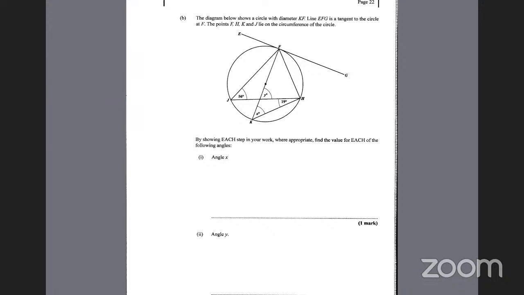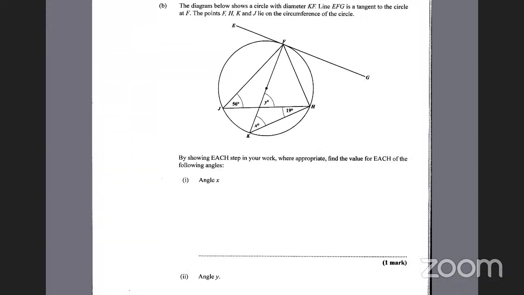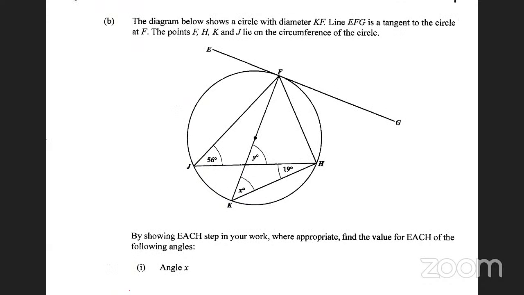The diagram below shows a circle with diameter KF. The diagram below shows a circle with diameter KF. Right, I've seen it, good. And the line, we just had to get X and Y, right? So I'll just do it right here one time, and I'll just say the answers, right? The points F, H, K, and J lie on the circumference, nice.